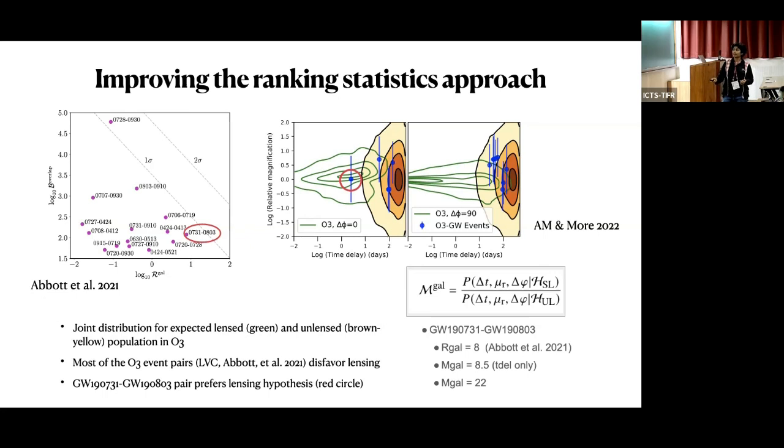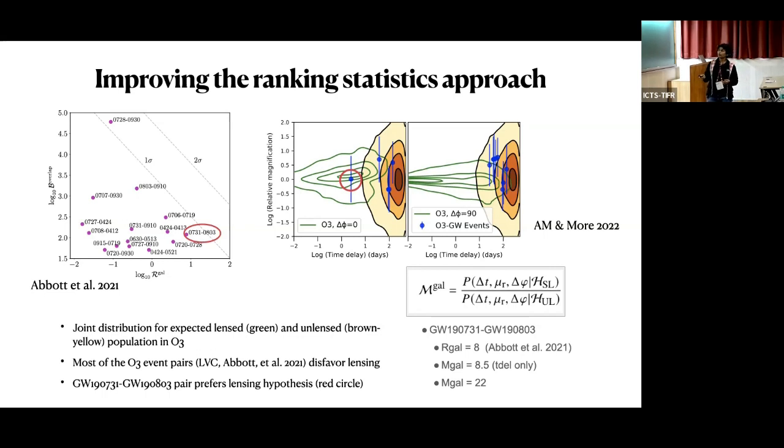It gets an R-gal value of 8. If we do the analysis using time delay only, we also get a value of around 8. But if we make use of this joint information, then that boosts the significance of this particular event pair, and this would push this event pair rightwards. So this just demonstrates that you can do a much better job of identifying true lens event pairs if you make use of M-gal instead of R-gal. This is something that we are now incorporating in some of these analyses.